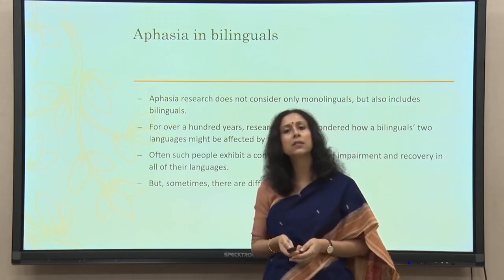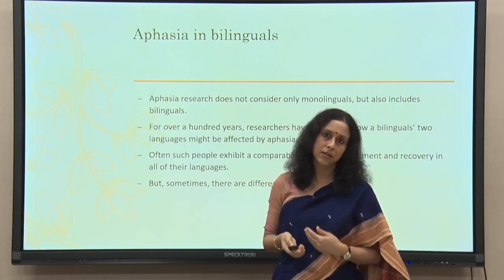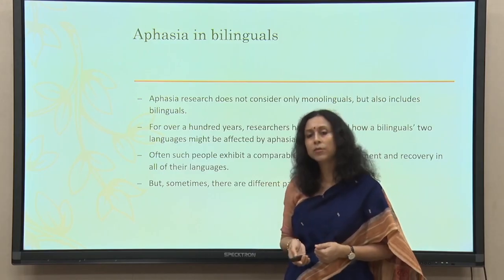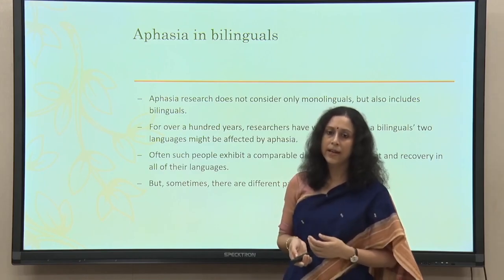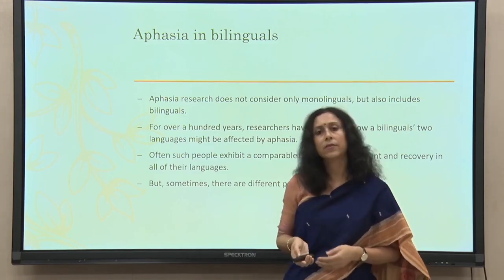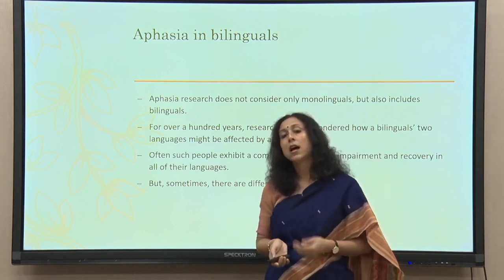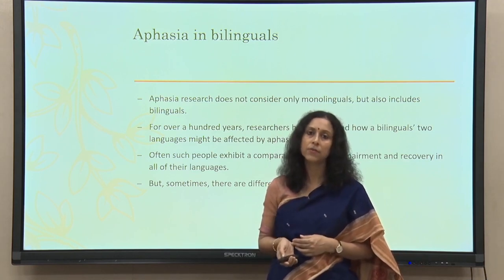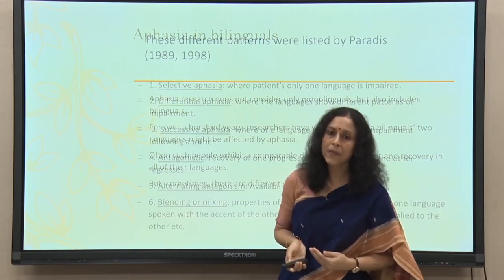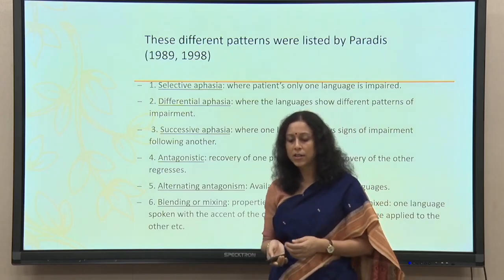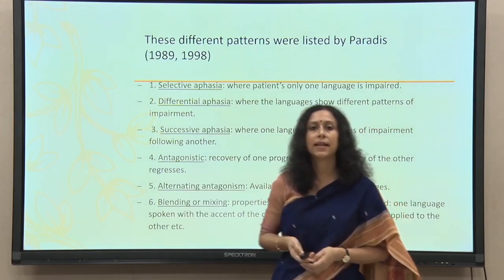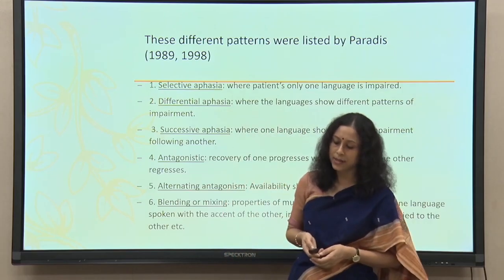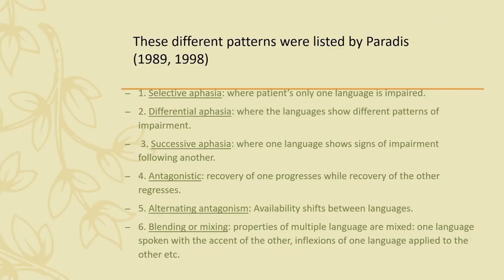So, the picture is not very clear. However, we know that there are a lot of findings that show a comparable degree of impairment in both languages. However, since there are also cases that have been reported where the two languages are not affected similarly, we will look at the different patterns that emerge from that kind of empirical evidence. These different patterns, when the bilingual's two languages are not affected similarly, were studied and listed by Michel Paradis in these two publications and many other subsequent publications.